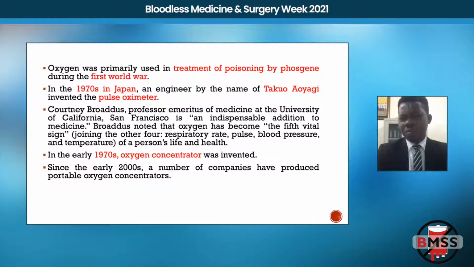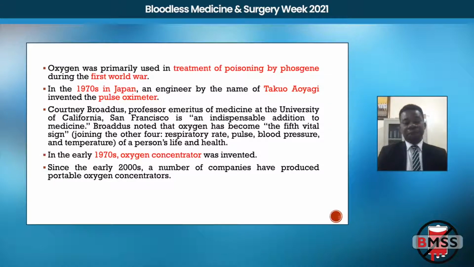During the First World War, oxygen was used primarily to treat poisoning by phosgene. But in 1970, Takuo Aoyagi invented the pulse oximeter. With the invention of the pulse oximeter, we have been able to modify oxygen therapy and monitor how patients respond to it. Not just that, the pulse oximeter has also improved lots of practices in medicine, anesthesia and critical care.